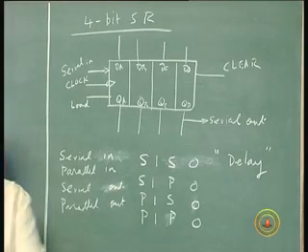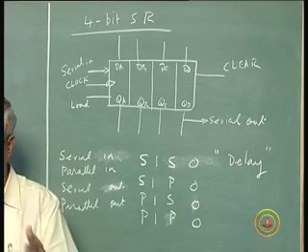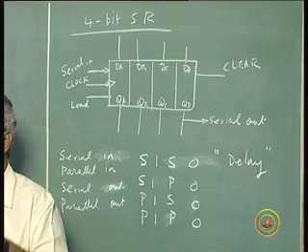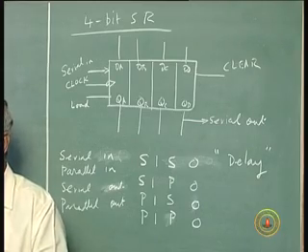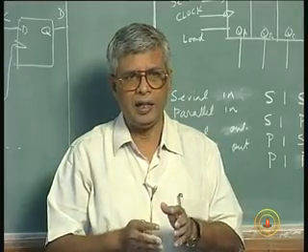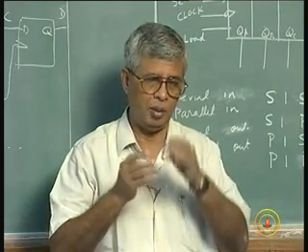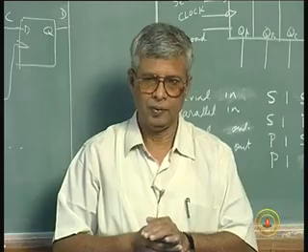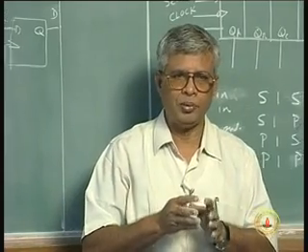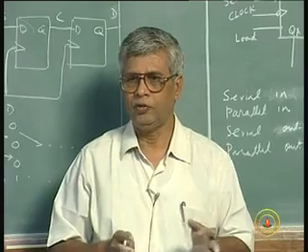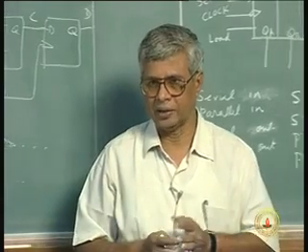Suppose you want the data to come, but then the same data has to go out after a particular delay. I can use this serial in, serial out mode. The delay is equal to the number of flip flops times the clock period. There are 4 flip flops, it is 4 clock pulses delay, 4 clock periods. 8 flip flops, 8 clock periods delay.